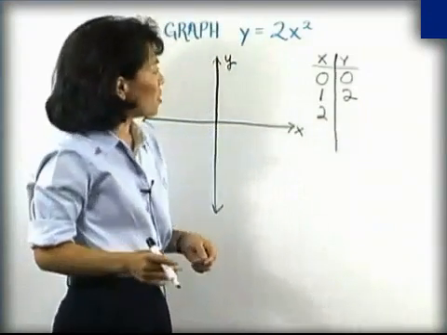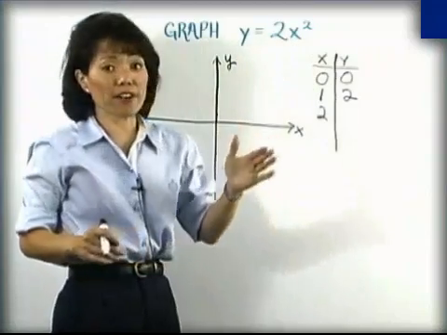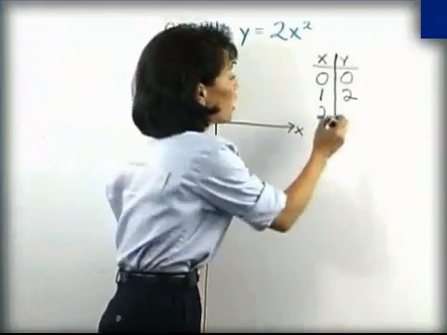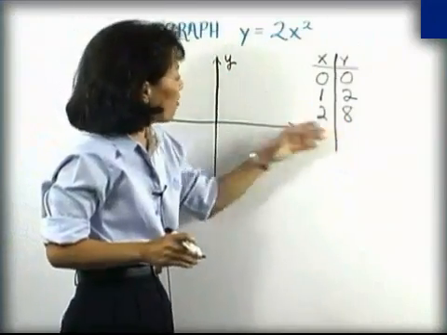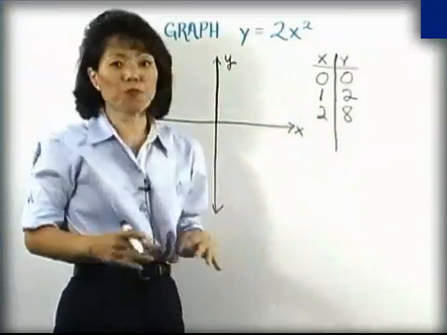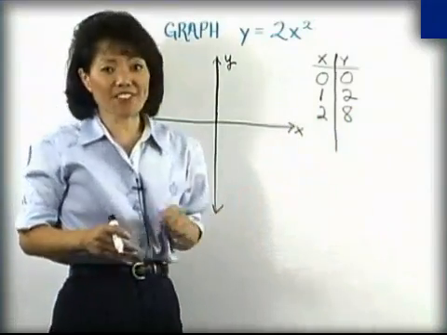Let's continue. What happens when x is equal to 2? 2 times 2 squared, which is 4, times that 2 gives me 8. That's probably big enough because we're not going to be able to fit something much more than 8 on this axis. Now, we can't forget about our negative numbers.